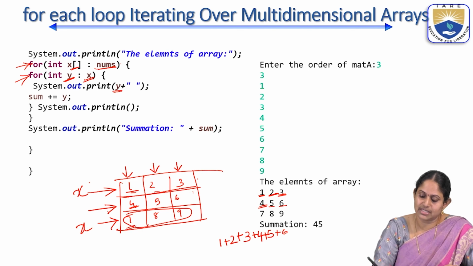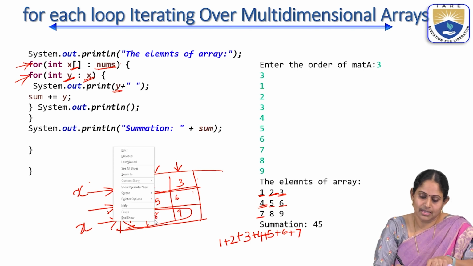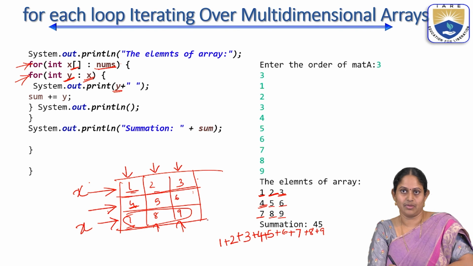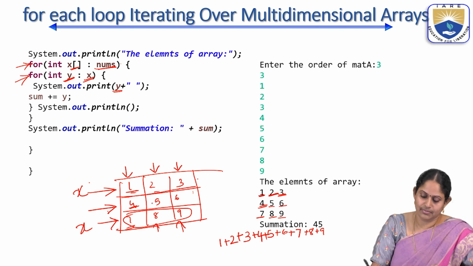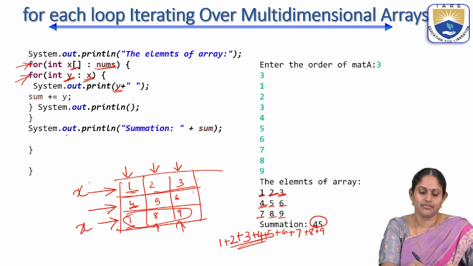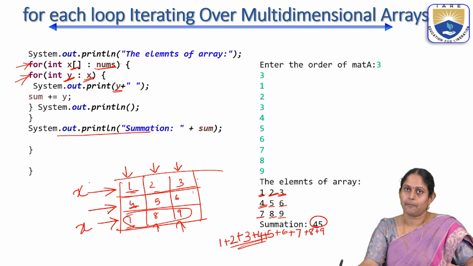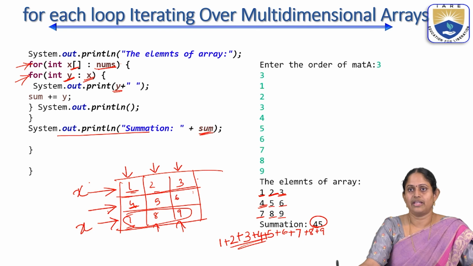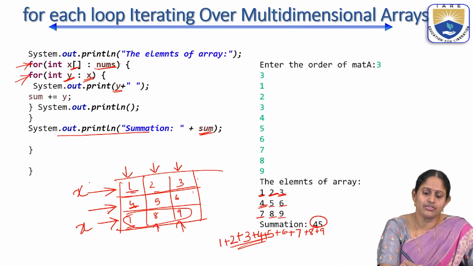So x will start with 7, display 7 and add 7, then it will point to the next element 8, display 8, add 8, again display 9, add 9, once y is moved forward. With this, the sum will contain the value 45 stored into it, and finally the summation is printed, as we are printing the output variable sum. So here we have to use two for each loops.